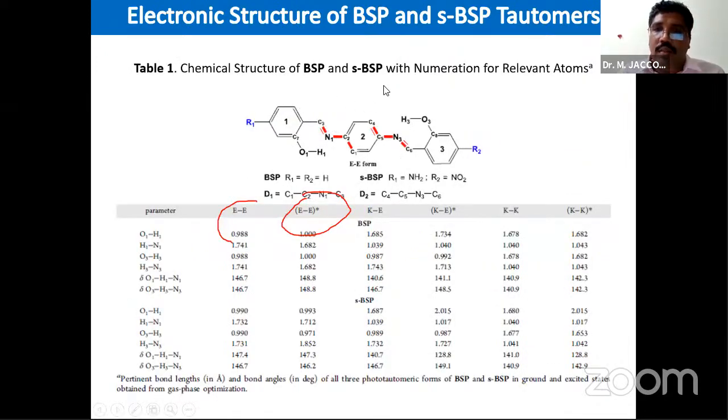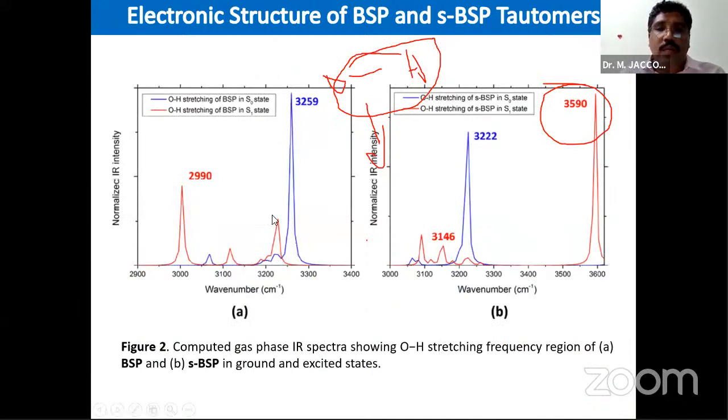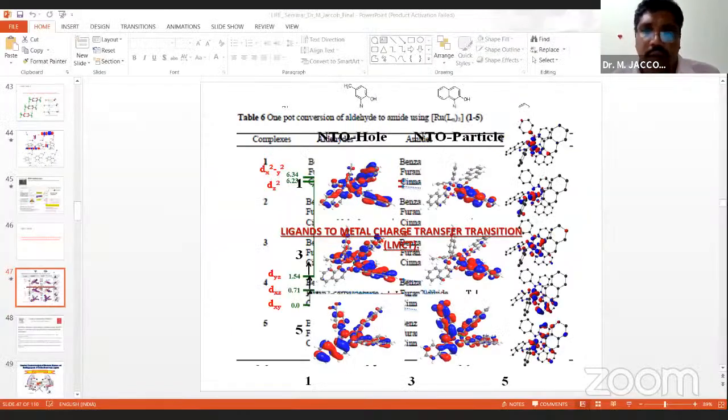When you take this molecule, there are 28 atoms. 3 into 28 is 84. 84 minus 6 is 78. Obviously, 78 vibrations will come. Out of the 78 vibrations, we have narrowed down to the window of 2900 to 3400. If we have the full window, it will give all the vibrations, but you will get intensity only if the mode is IR active. That is what the software directly gives.